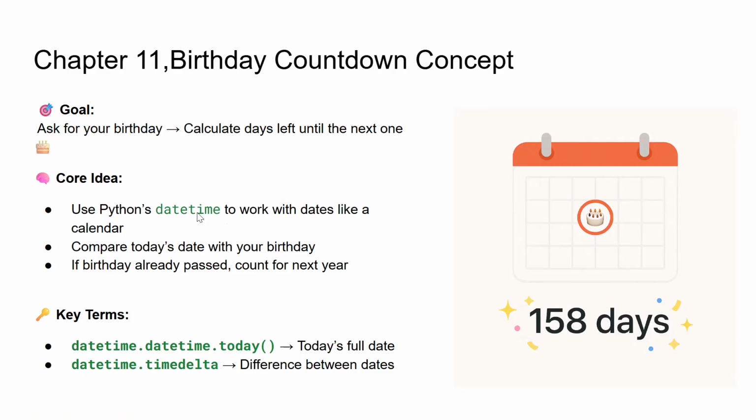So you're going to get the idea of datetime. It's very clear. With this functionality, if you just say today, it gives you today's date and time, and you compare this date with your birthday, as simple as that. And if a birthday already passed, count for the next birthday, right? So the idea here is datetime, and date today gives today's full date, and timedelta gets the difference between dates, basically the date that you entered and today's date.